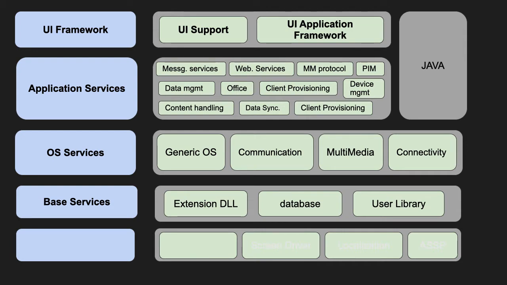In particular, the base layer includes the file services or the extension DLL and the user library, meaning in this layer you can find the central repository, the DBMS framework, and the file extension library of the Symbian OS. Also, in this layer, Symbian OS includes the DBMS generic relational database and API layer.